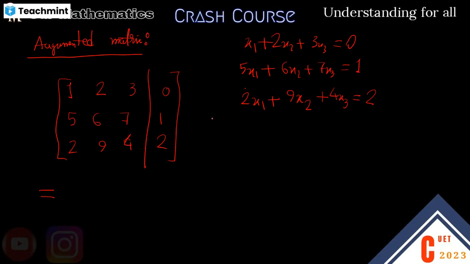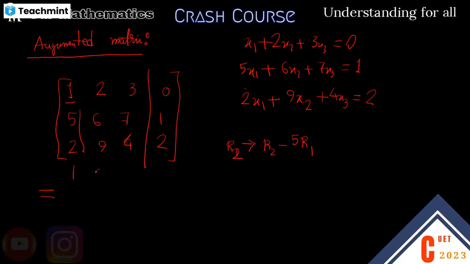I'll just discuss, it is not very important for you, but I think I should discuss it with you. What we will do is first make the first element of the first row 1, and all the other elements below it we will try to make 0, okay? First we will do this. So R2 goes to R2 minus 5 of R1, okay?